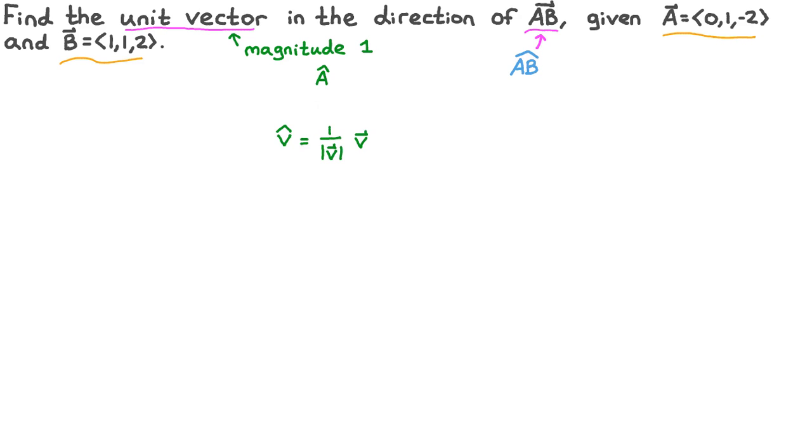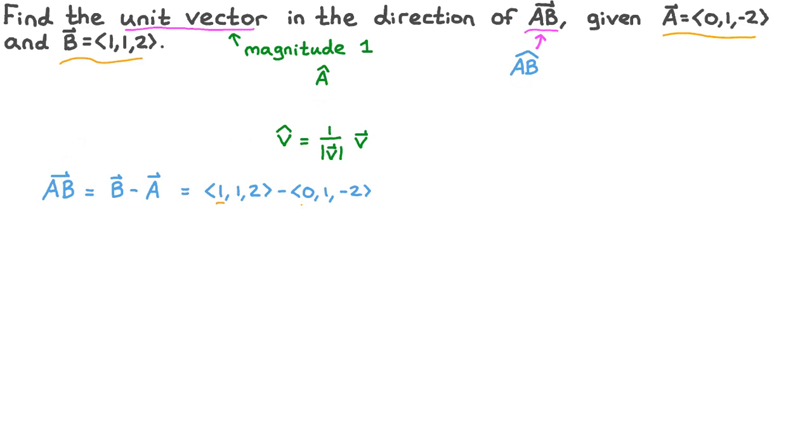We also know a formula for finding the unit directional vector pointing in the same direction as a vector V. V hat will be equal to 1 over the magnitude of V multiplied by the vector V. In our case, we're going to want to apply this to the vector AB, so first we're going to need to find the vector AB. First, recall the vector from A to B is going to be the vector B minus the vector A.